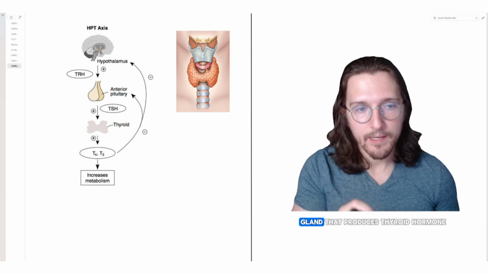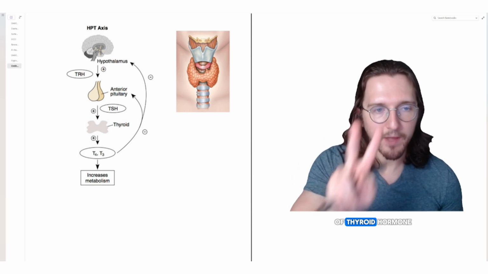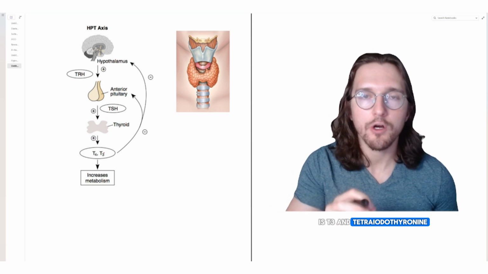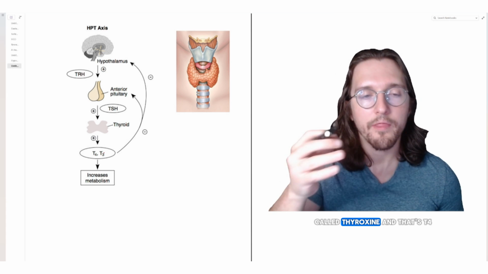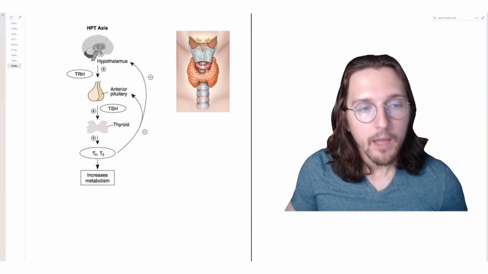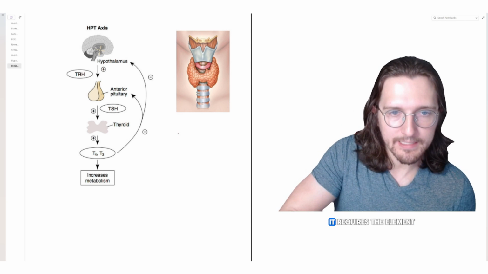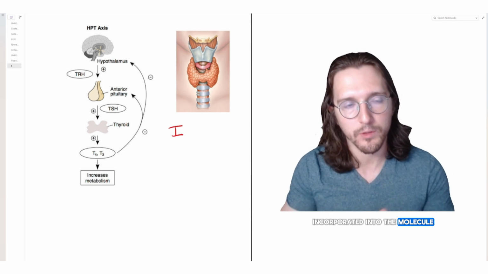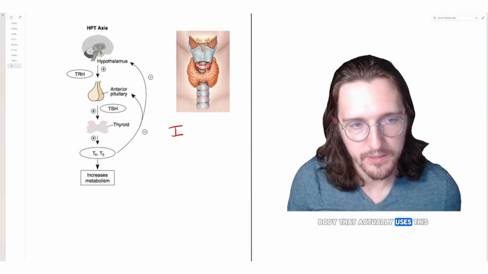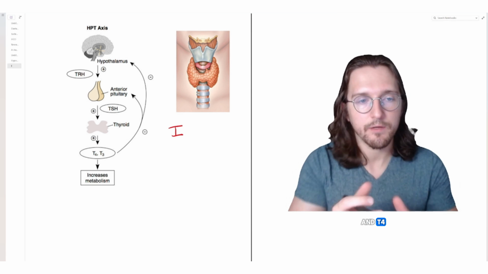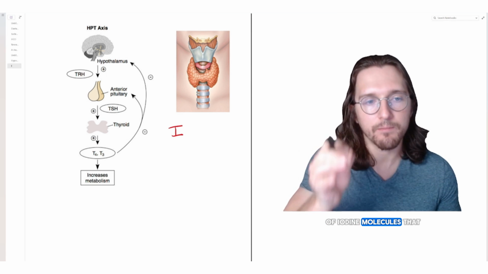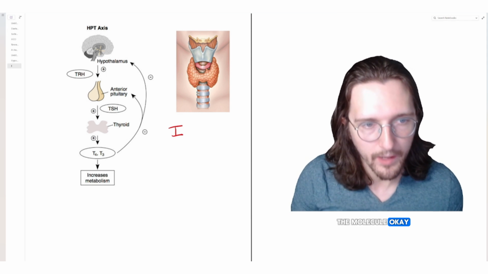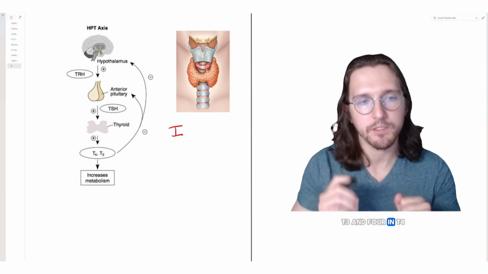Now, this is the gland that produces thyroid hormone, and there's two types of thyroid hormone. There's triiodothyronine, which is T3, and tetraiodothyronine, which is more commonly called thyroxine, and that's T4. Now, one unique thing about thyroid hormone is it requires the element iodine. So this is actually incorporated into the molecule. It's one of the few things in the body that actually uses this. And it's called T3 and T4 because of the number of iodine atoms that are put into the molecule. So there's 3 in T3 and 4 in T4.